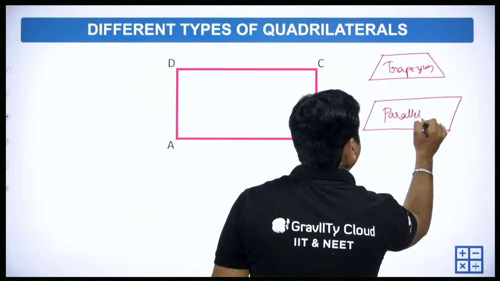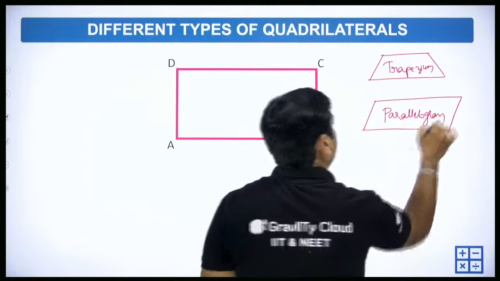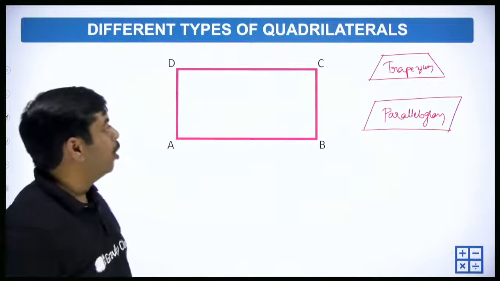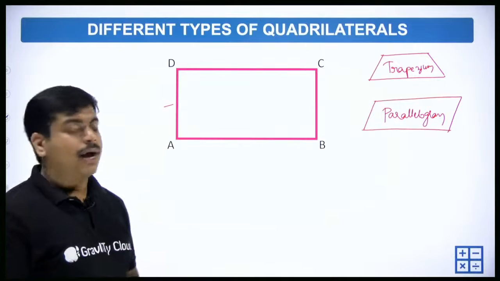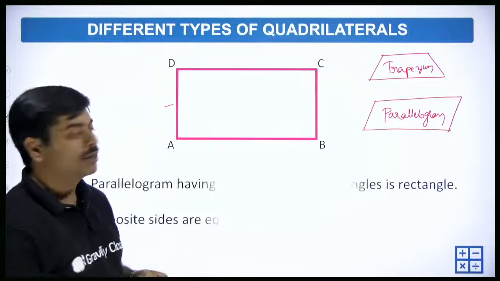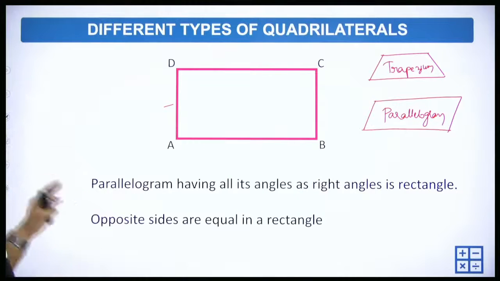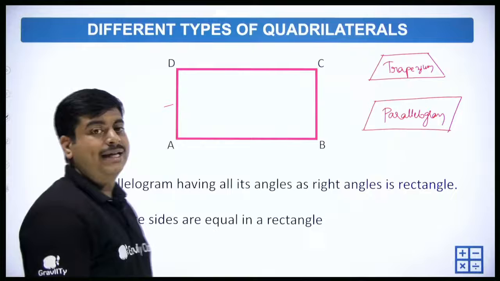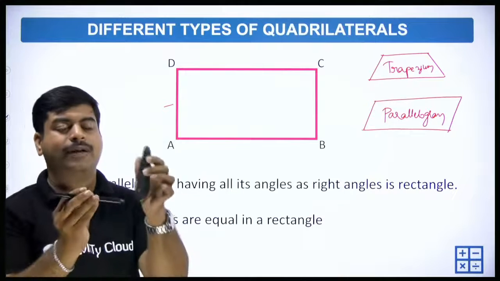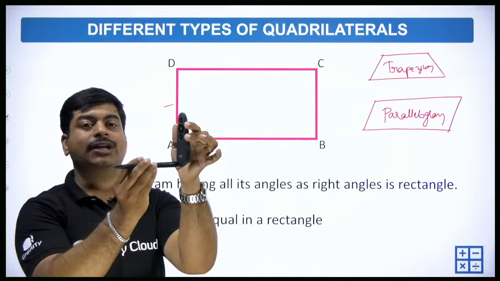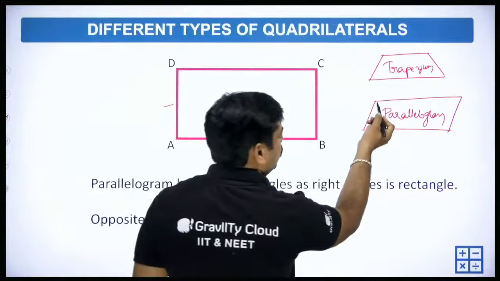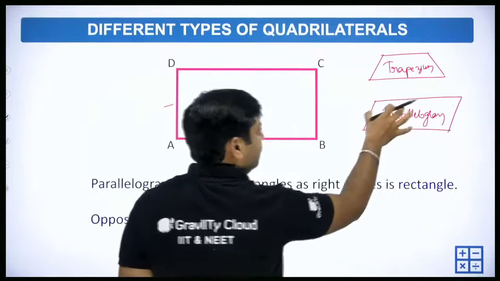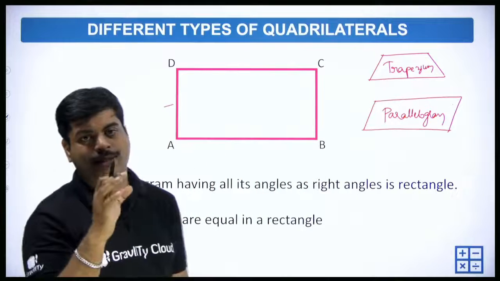The next we are going to discuss is where although both the sides are parallel, some other things are there to discuss here. What is that? A parallelogram having all its angles as right angles. You know what a right angle is? A perfect L-shape will give you a right angle, right? So this is not an L-shape. This is not an L-shape. So a parallelogram will not have right angles.